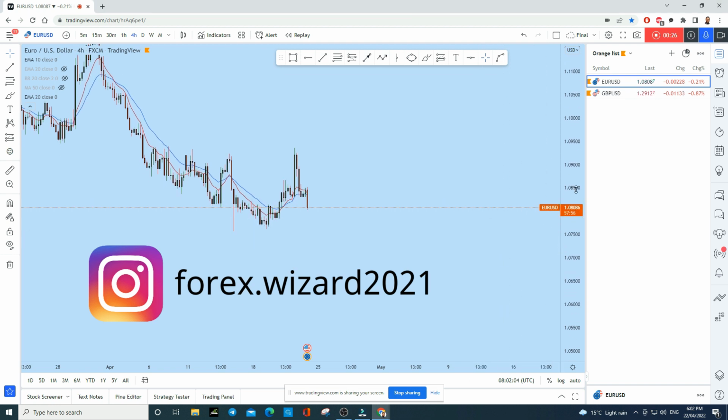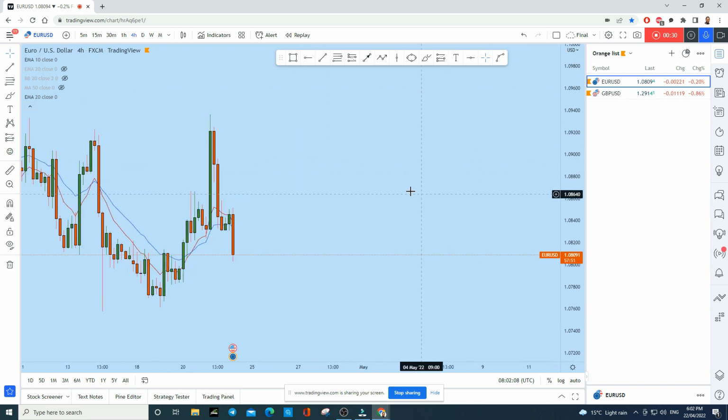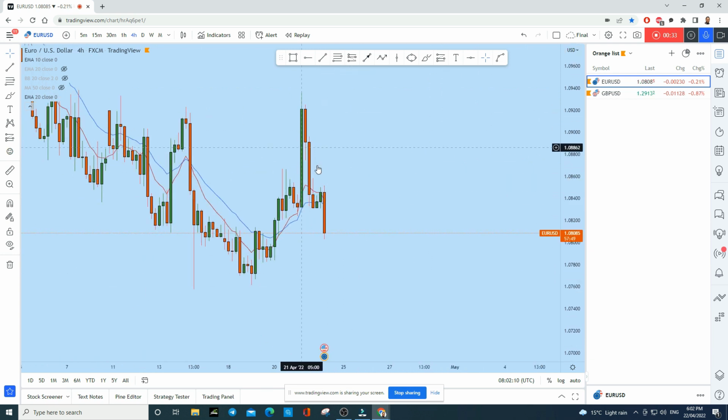Now, what you see on the screen is EUR/USD on the 4-hour time frame, and we see that a trading opportunity is arising in this time frame.